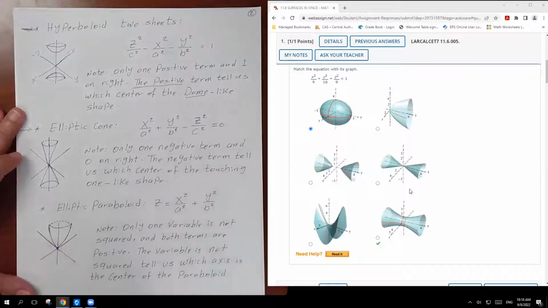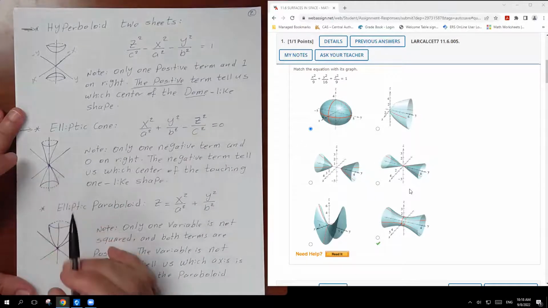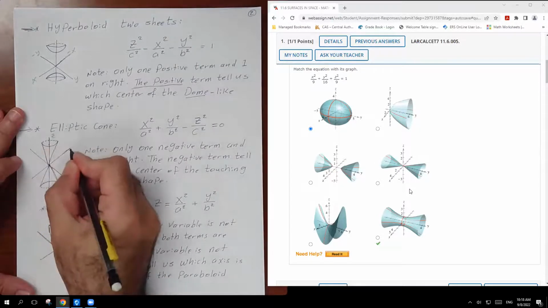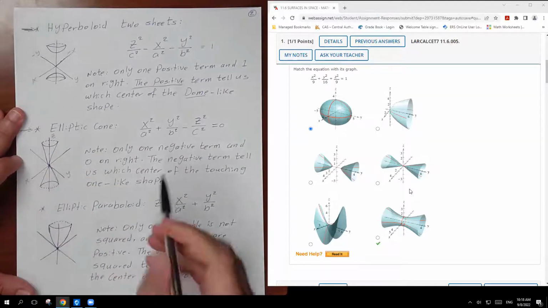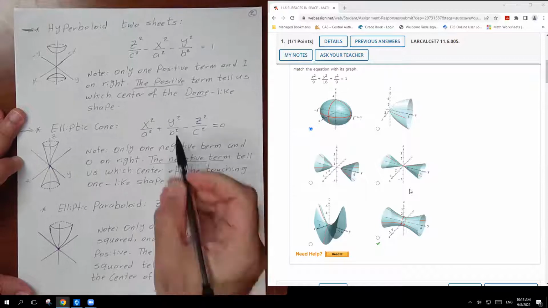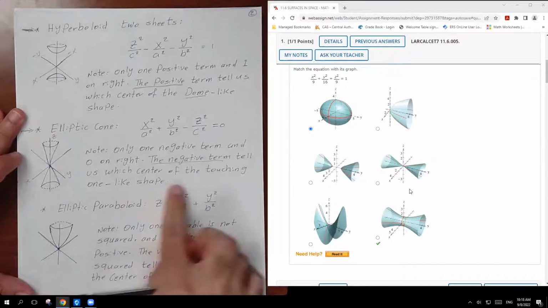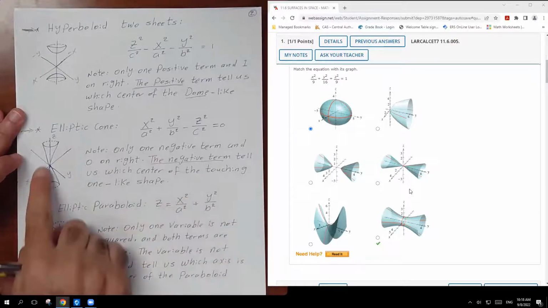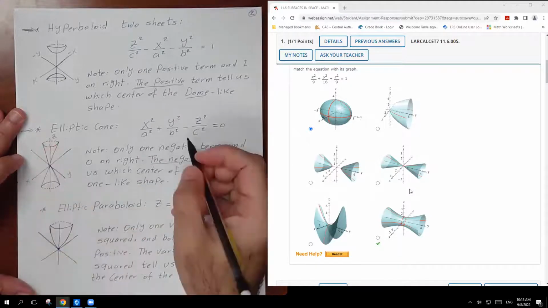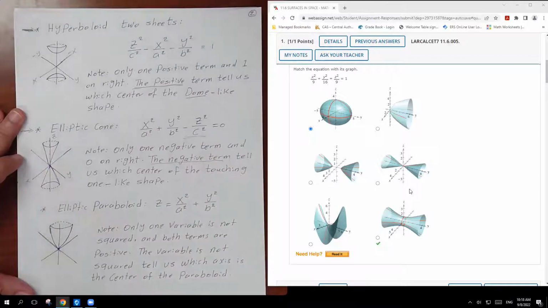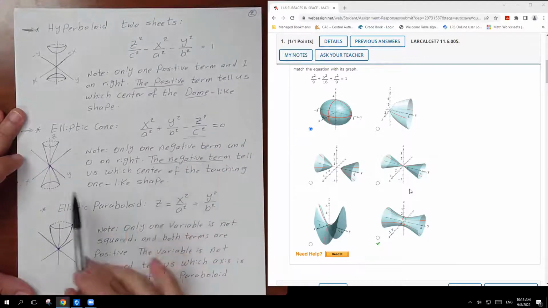Which coordinate, X or Y or Z? It depends. This is the Z, this is X, and here's Y. So the negative term tell us which center is going to be touching the center. Which one is going to be the Z coordinate? So it depends about the negative term. The negative term tell us which one is going to be the center of the cone. Elliptic cone.